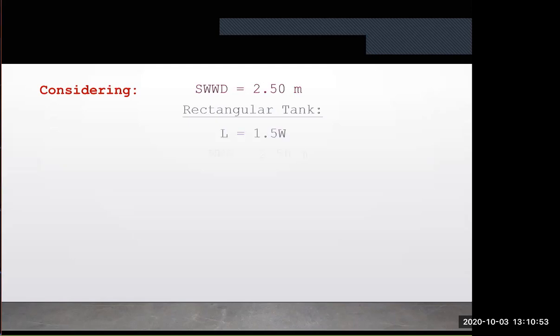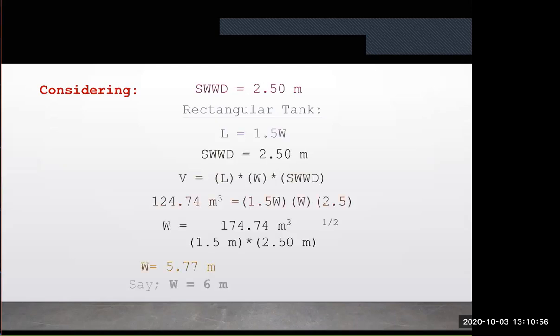It's just like get the volume, assume a depth, and then the dimensions. So again, okay, if you do not want a depth equal to 2 meters, I would like to consider what if I make my tank deeper. Let's say that is 2.5 meters. And then assume that the length is equal to 1.5 the width. And then you can do the same process again.